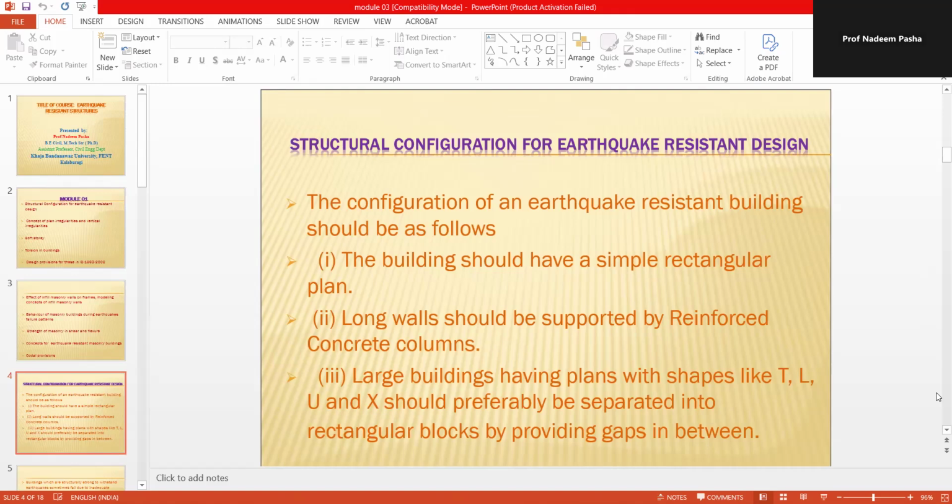Next, large buildings having plans with shapes like T, L, U, and X should preferably be separated into rectangular blocks by providing gaps in the building. Normally we use rectangular plans only, but in cities such as Mumbai, large buildings will have different kinds of shapes depending upon the population. T, L, U, and X shape buildings are also preferred, but these buildings should also be separated into rectangular blocks by providing gaps in between.